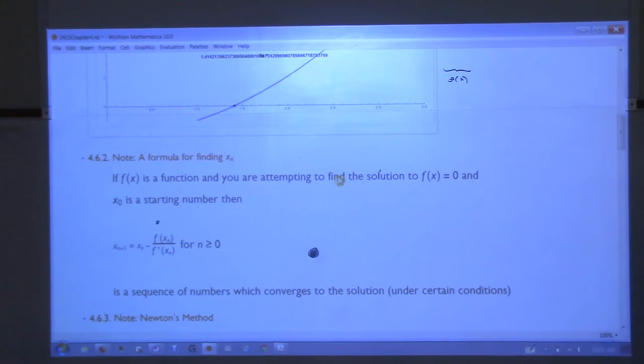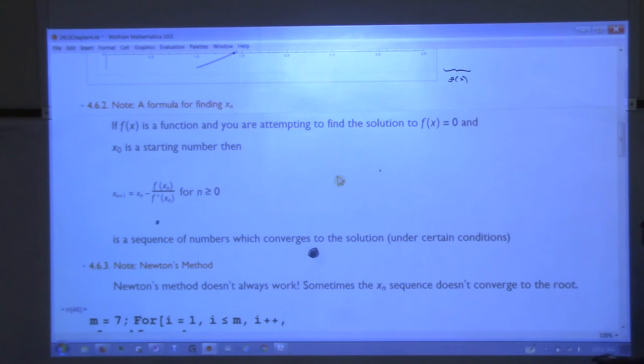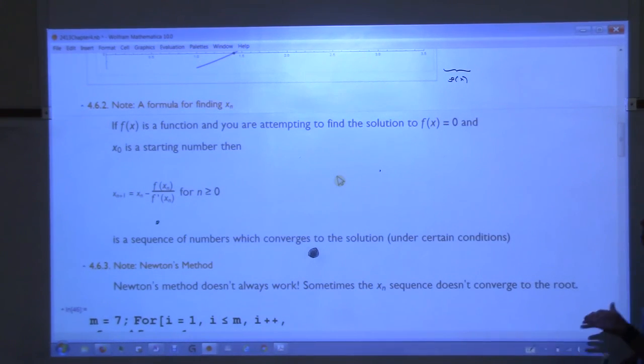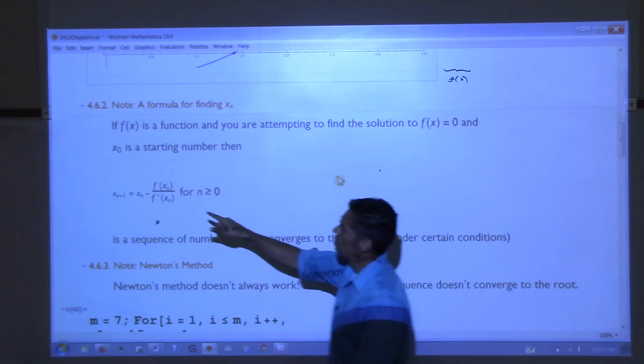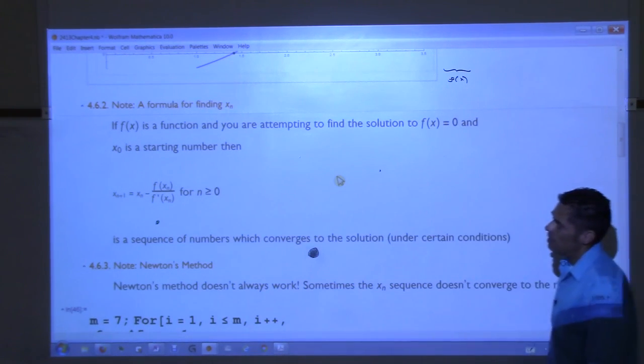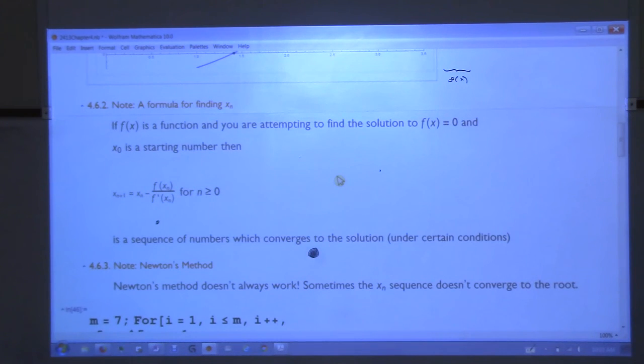So here it is. It says, if f of x is a function for which you are attempting to find the solutions to f of x equals 0, and x sub 0, or x naught, is a starting number, then here's the actual algorithm.